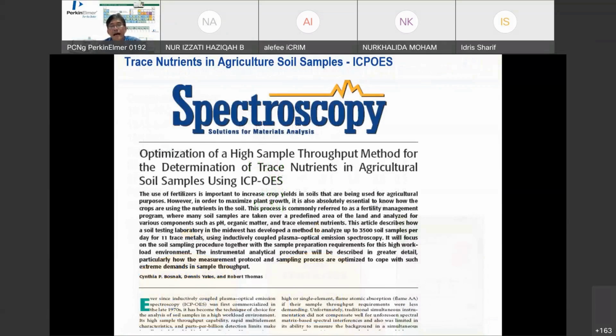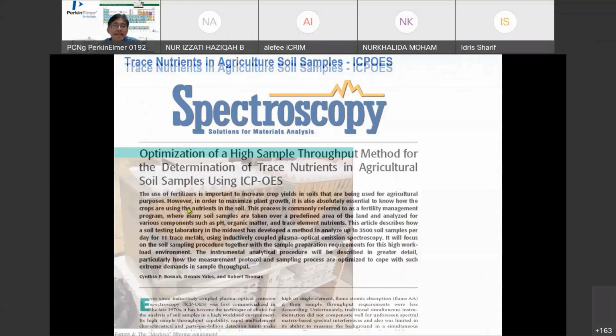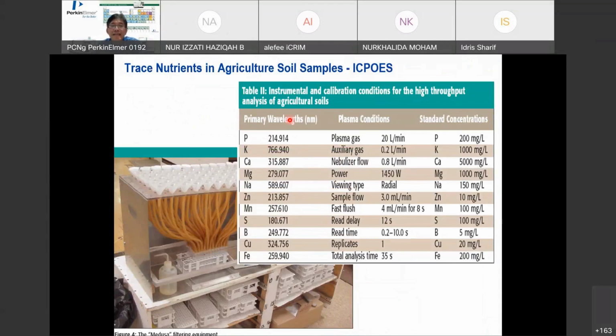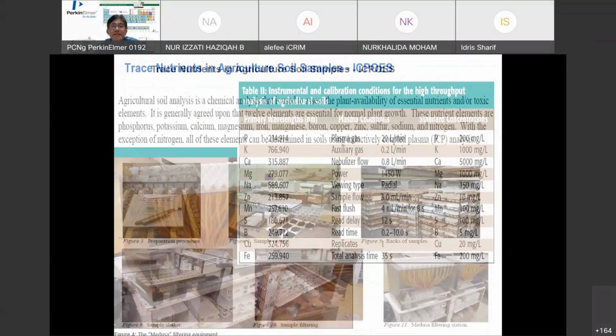Now this is the high-throughput trace nutrients for agricultural soil samples. Basically the sample preparation on soil, you can look into it. These are the elements, major elements. This is basically the soil health, soil nutrition. Basically at a very high level, you can look into it, up to maybe 1000 ppm. So this is a sample.